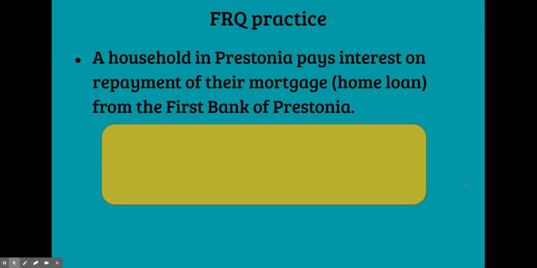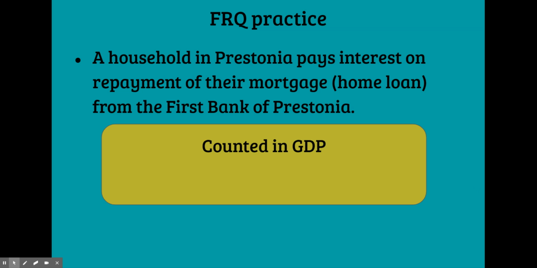A household in Prestonia pays interest on repayment of their mortgage, their home loan, from the First Bank of Prestonia. So this would be counted in GDP. Now, before you say, but Miss Preston, you told us loan repayments don't count in GDP because it isn't something being produced or a service, it's just a money transfer. Yeah, I said that. And it's true. But look at that statement more closely.